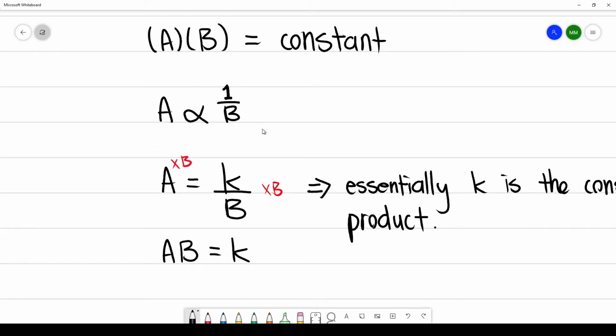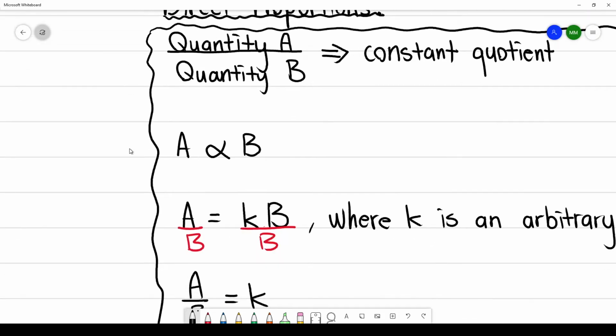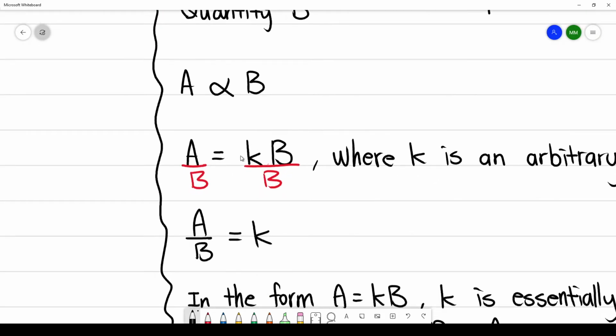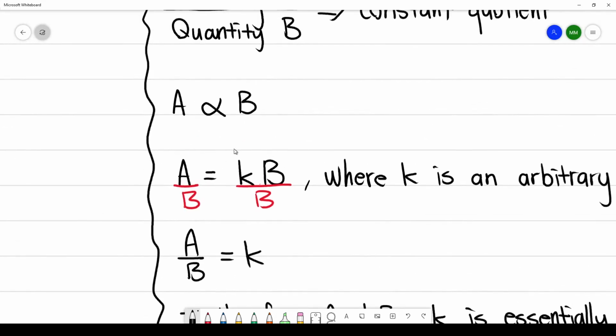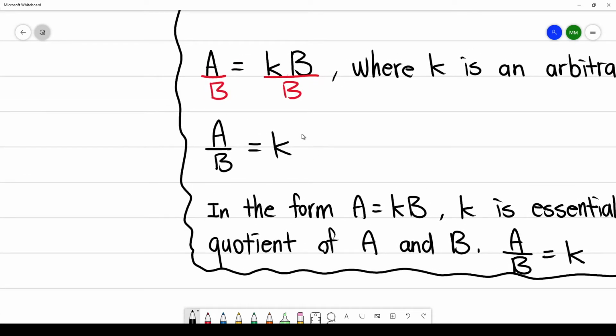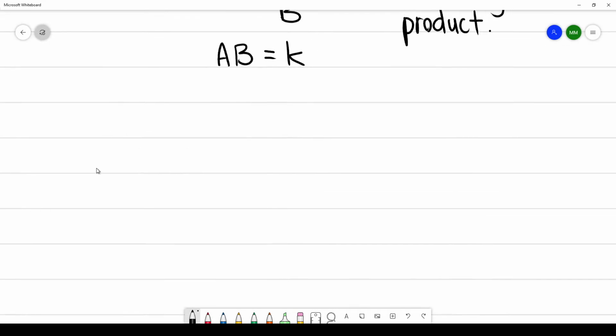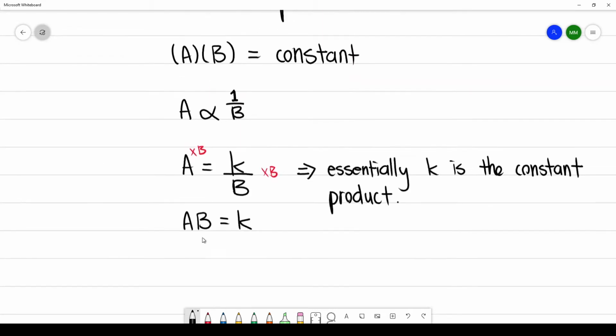So kind of notice this. Over here, a is proportional to b, and then a is equal to k times b. Because essentially, when k is equal to 1, then a is equal to b. So that's how you can kind of treat it. Of course, k can be any number, but within the question it is the same. So a times b is equal to k.